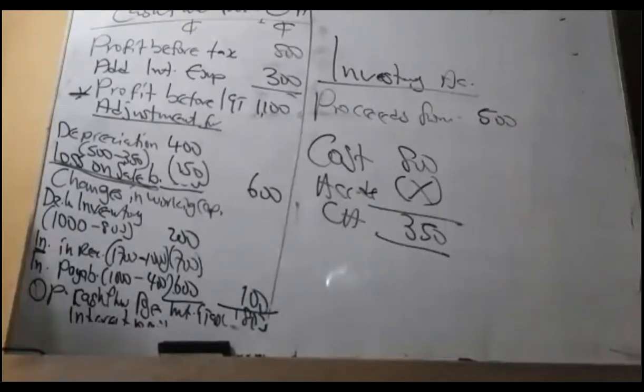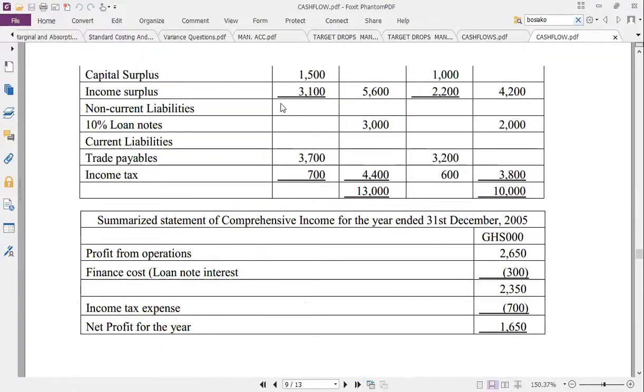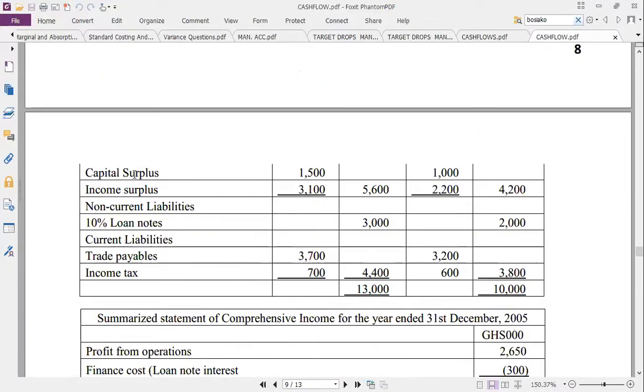Okay, now let's continue the game. So note 1 is cleared from the way. Let's go to note 2. The capital surplus increased from the revaluation of some land that was not being depreciated. So you go to the financial statement, the examiner said capital surplus, locate capital surplus. So let's go to the financial position, the balance sheet. You can see capital surplus there.